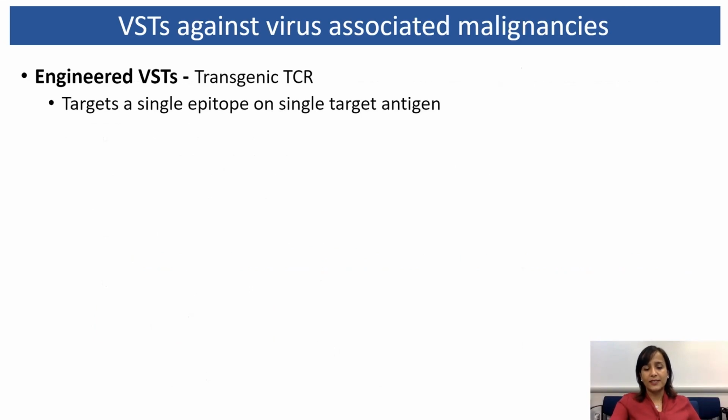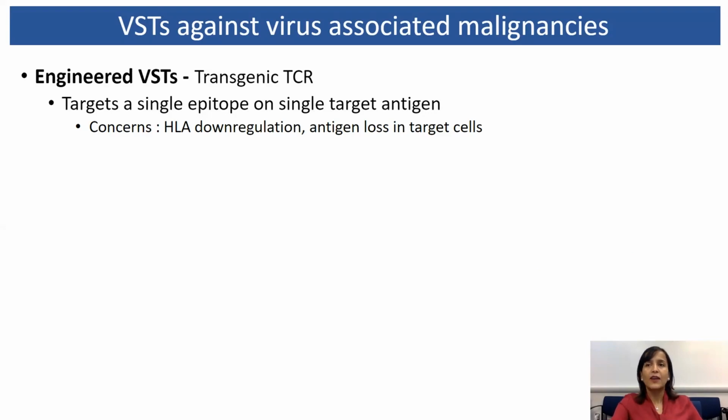The VSTs that we use against viral malignancies can either be engineered VSTs, which really means that they have a transgenic T cell receptor, whereby the transgenic T cell targets a single epitope on a single target antigen. However, the downside is that if the tumor downregulates HLA or there is antigen loss in the target cell, then the effectiveness of these transgenic TCR-expressing virus-specific T cells is going to be diminished.